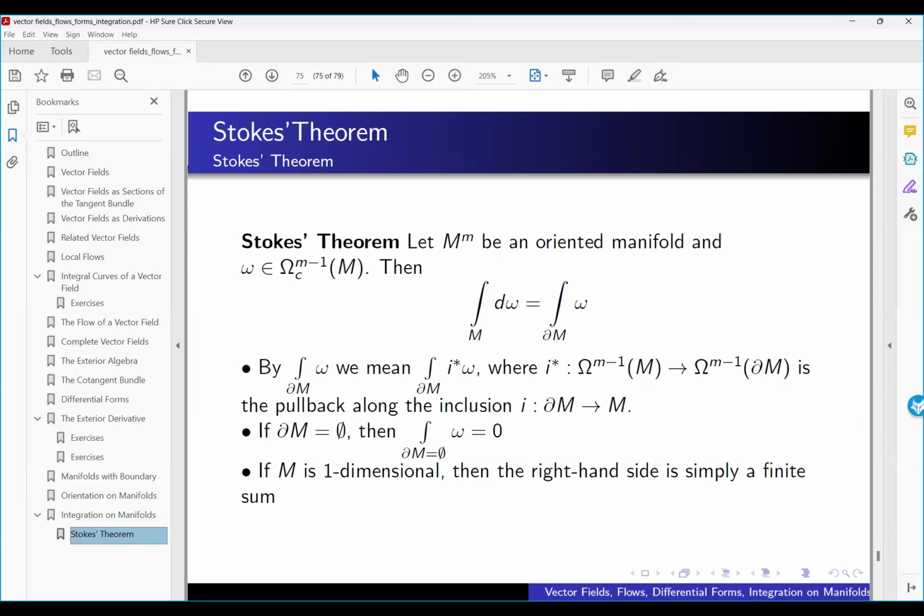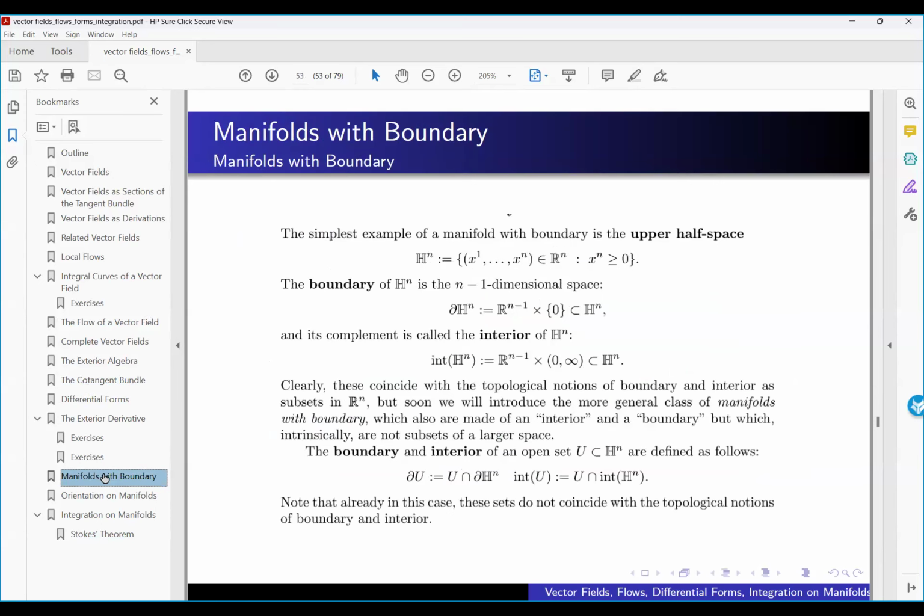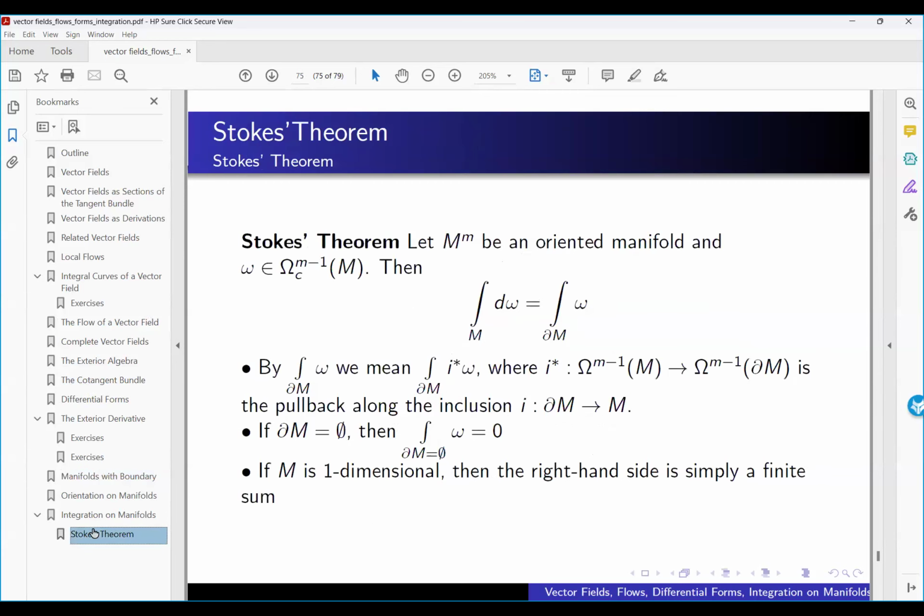We don't really know what this means yet, but we are going to explain everything. Maybe it's better that today I take care of the cotangent bundle and manifolds with boundary. Let me start with manifolds with boundary. We need them again when we talk about Stokes' theorem. We have here this boundary of M, but we didn't say anything until now about boundary on manifolds. So what is this?